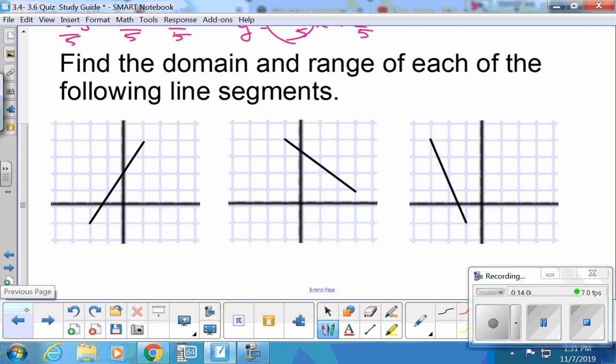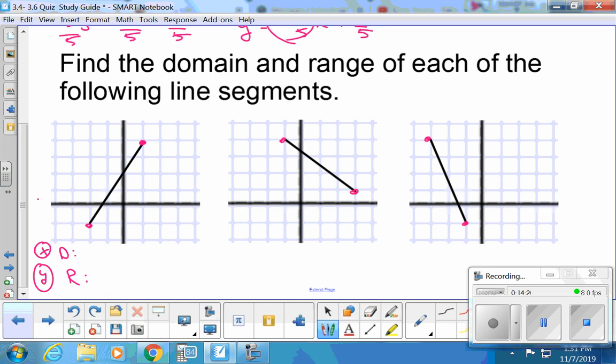Last one, domain and range. Now your little line segments have endpoints, which means they're stopping and not moving on. What do you remember about domain and range? Domain is x, and range is y. There's one Polaris question on domain and range. Here's how they have their domain and range written out for tomorrow.